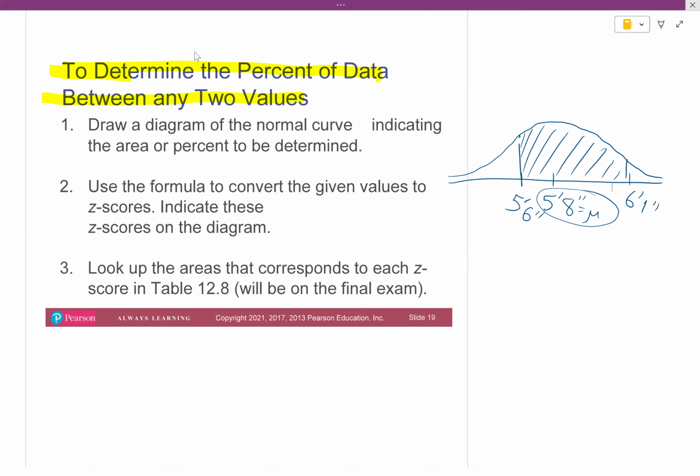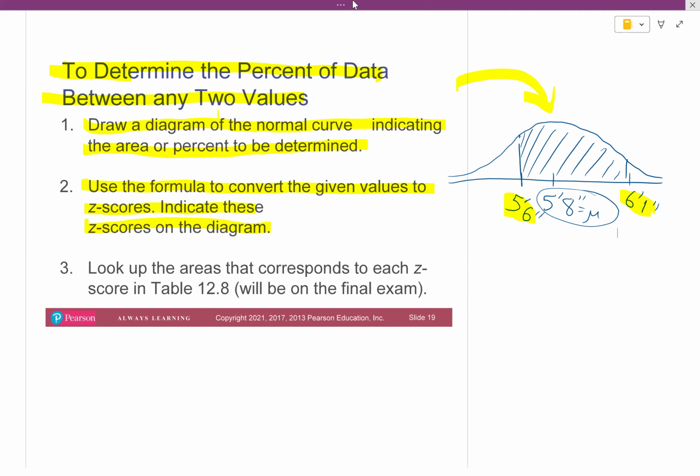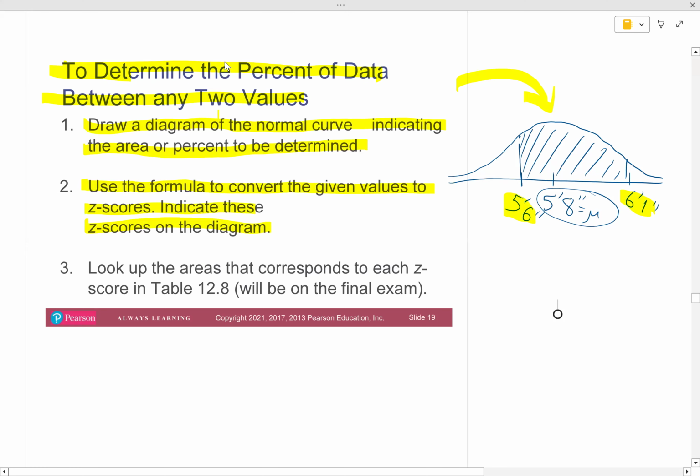So first thing you would do, which definitely helps, is to draw a diagram of the normal curve indicating the area or percent to be determined, just kind of like we did here. If we happen to be talking about heights of men in the US, use the formula to convert the given values to z-scores. Indicate these z-scores on the diagram. So here, 5'6" and 6'1", I would calculate z-scores. I can't really do that here because I don't remember the standard deviation, but that's what I would do.